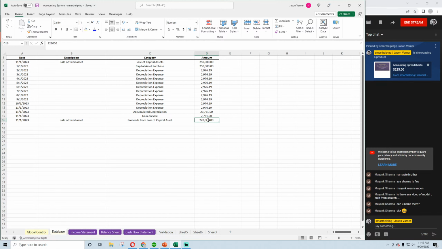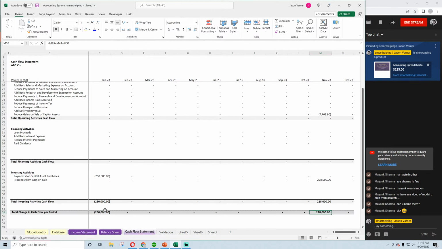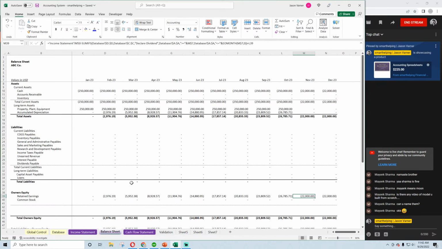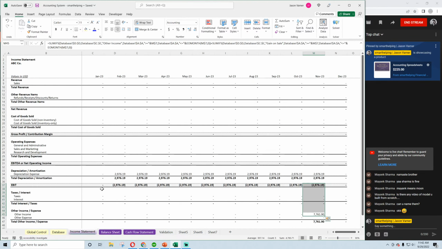And this is the actual money we got. So really, we bought it here, we sold it here. Everything else is non-cash: depreciation, accumulated depreciation, gain or loss on sale. Those are all non-cash items that happen. The only actual thing that affects cash is the 250 and the 228, which you can see right here. These are all zeroed out. Balance sheet looks good. So this is awesome. This is all proper.